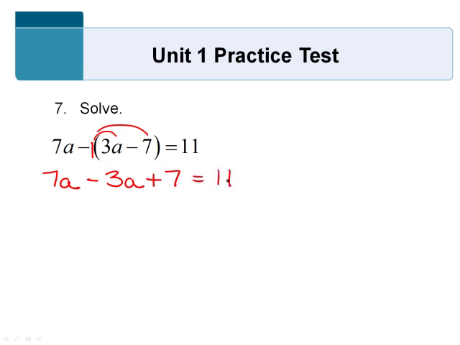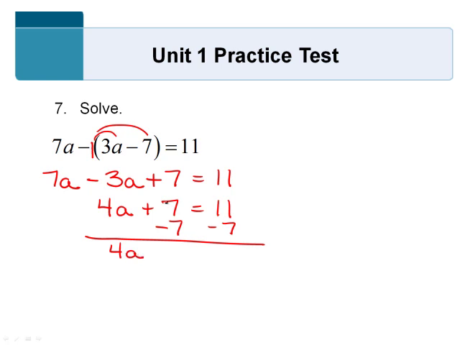Okay, so we have 7a minus 3a. They're on the same side, so combine them. That would be 4a plus 7 equals 11. Okay, now we're going to get rid of the 7, so subtract 7 from both sides. So 4a comes down, and 11 minus 7 gives me 4. And the last step, divide by 4, so I get a equals 1.